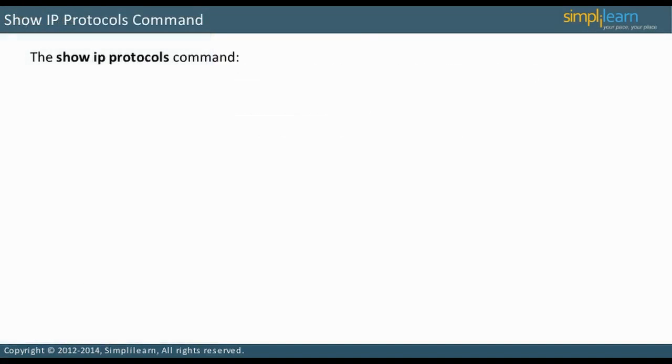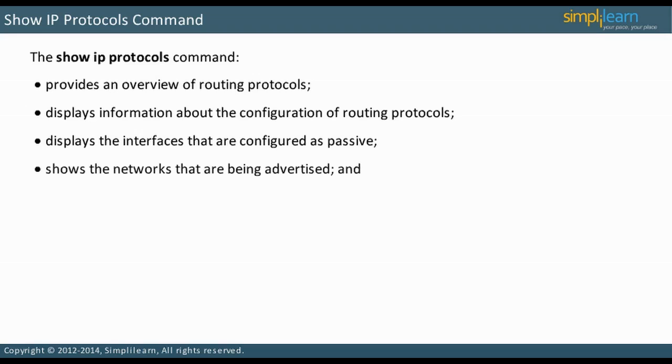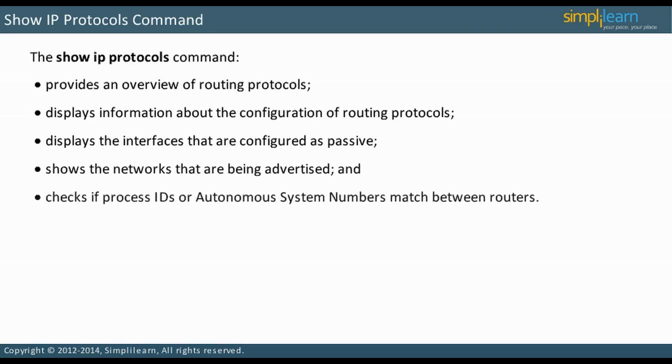The command Show IP Protocols provides an overview of routing protocols. It displays how routing protocols are configured. For example, it indicates if auto summary is enabled. This is one of the few commands that displays which interfaces are configured as passive. In addition, the command shows which networks are being advertised. Also, it can be used to check if process IDs or autonomous system numbers match between routers.